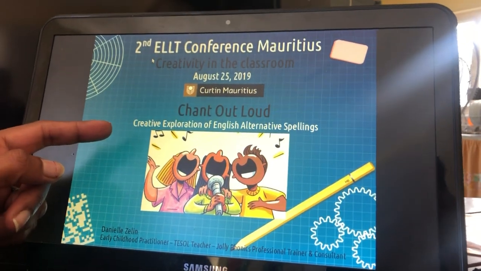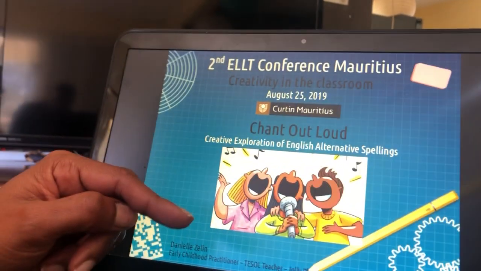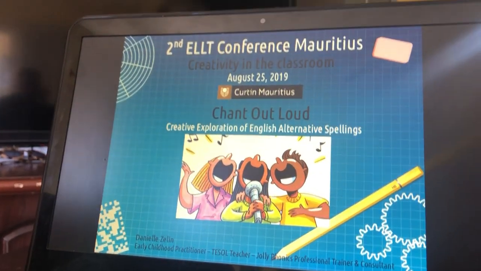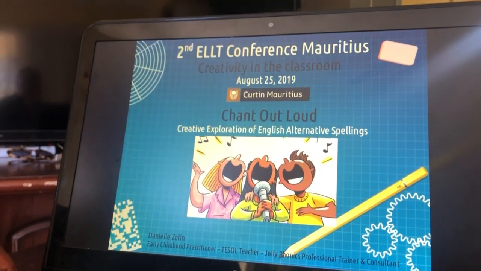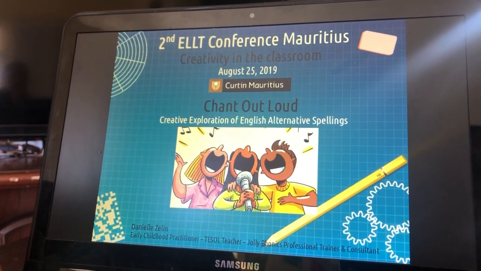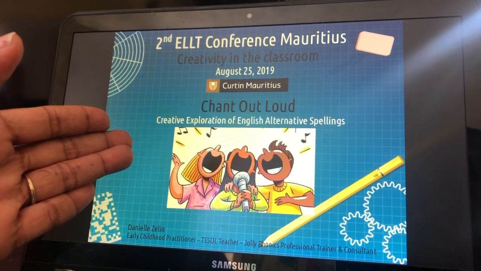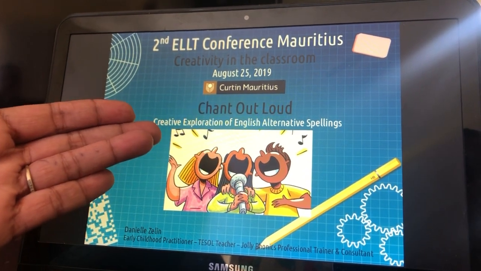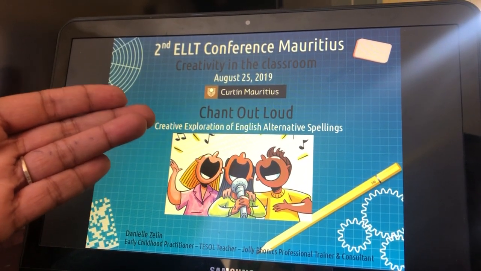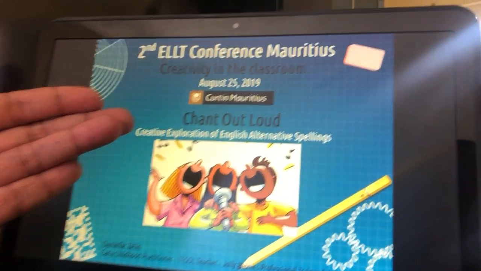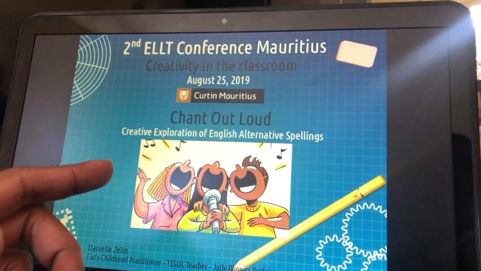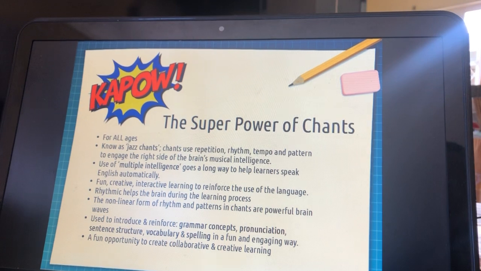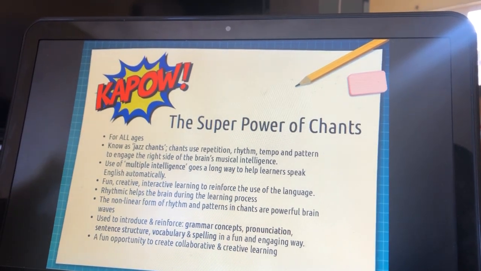That is like a creative exploration of English alternative spelling. Why did I do that? Because I needed them to understand that when I work with children, even in grade 4 or 5, they still don't know which A to use if they are not in spelling and writing. So here I've just given the superpower of chants.